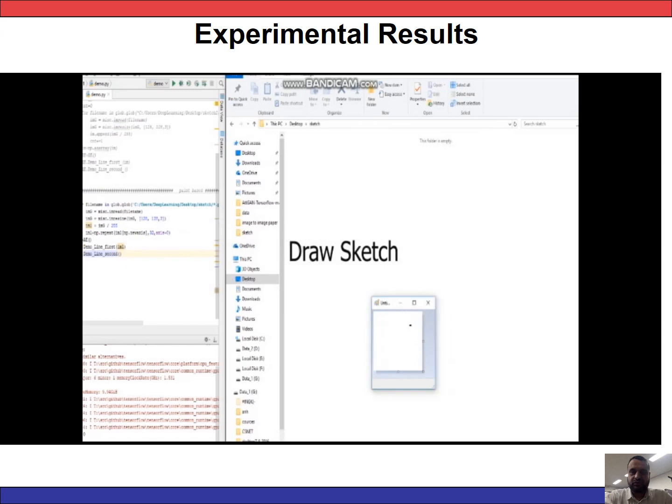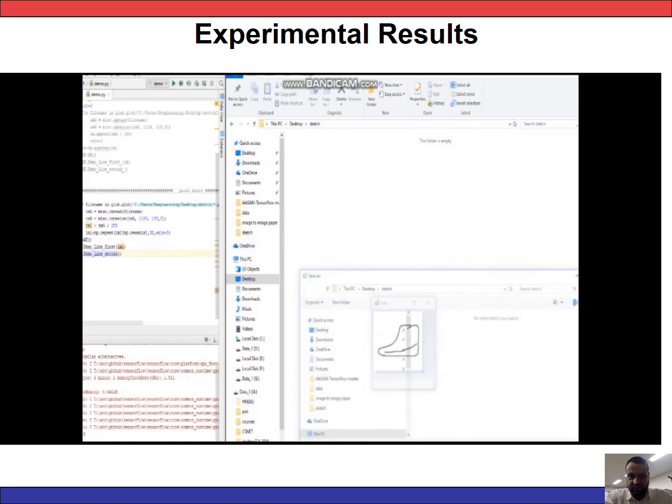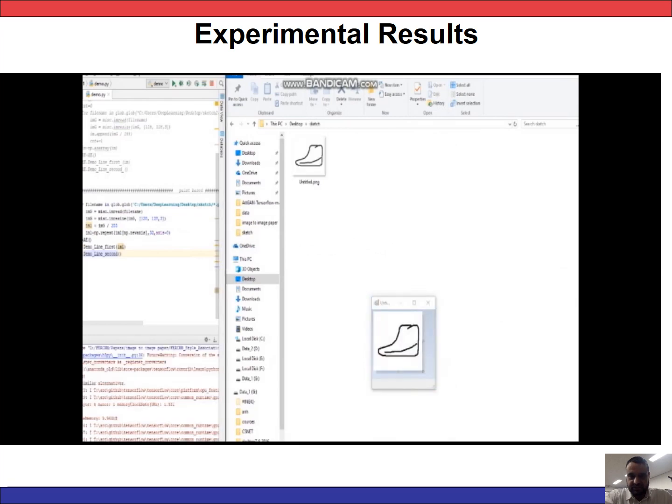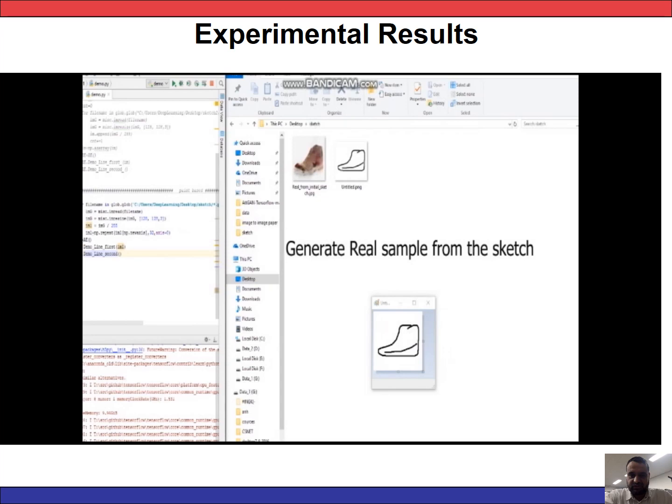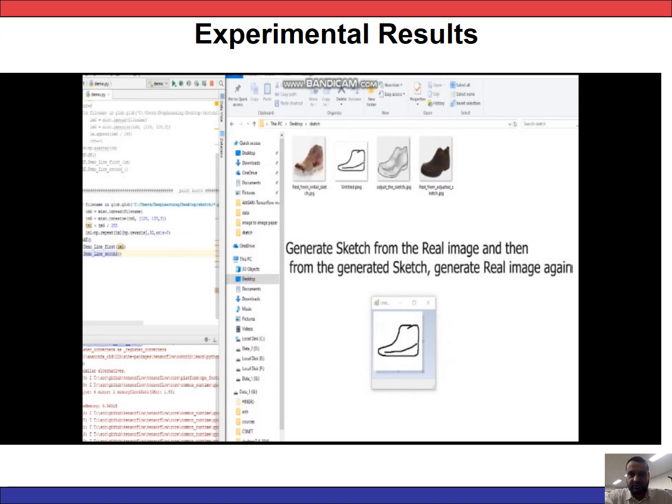Here I am going to show the recorded video of our architecture, how it can translate the sketch to the real images. So here I am drawing the sketch, and then I will provide this sketch to this network. Here, this is the input image, and this is the real image generated from this network, and we will give this real image back to the network, and it will generate this sketch image, and from the sketch image it generated back this real image.